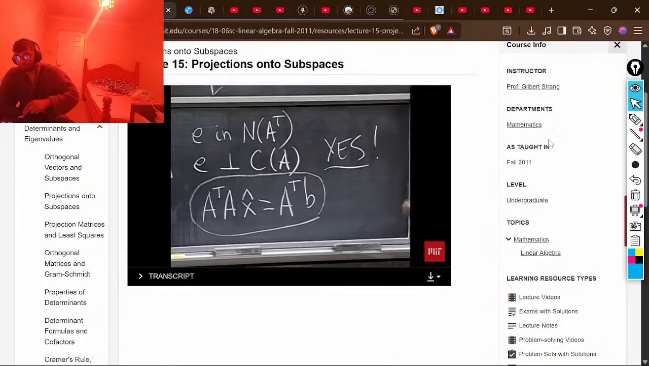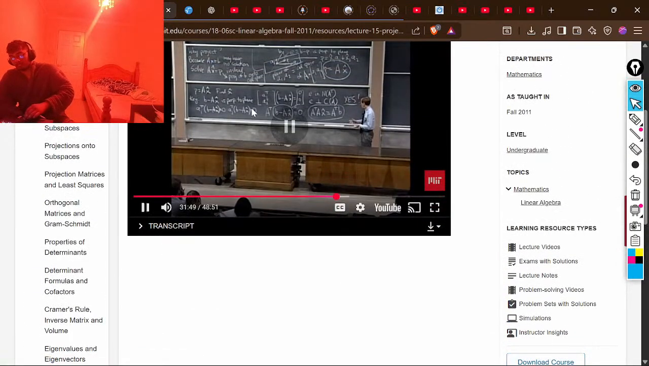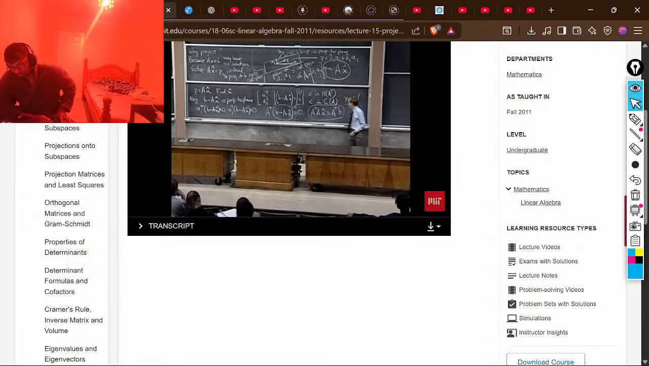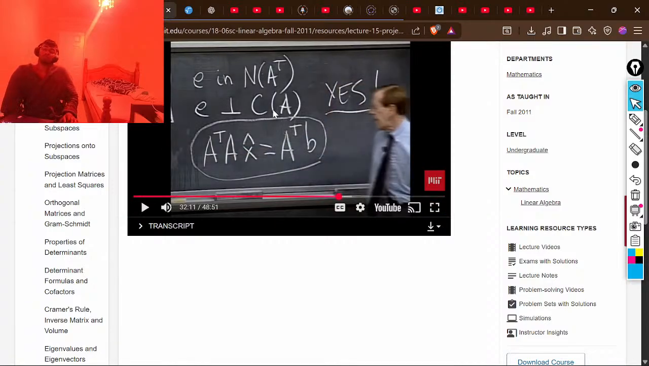Allow me to keep remembering the one-dimensional case. In the one-dimensional case, this was little a, so this was just a number. Little a transpose a was a row times a column of numbers, so this was a number. And X was the ratio of those numbers. But now we've got a matrix. Okay, bro, I get it.